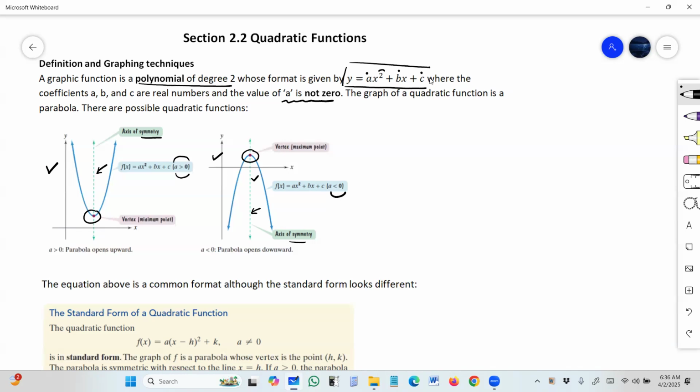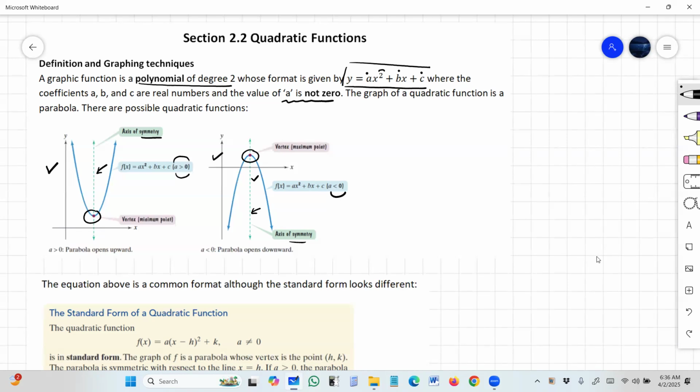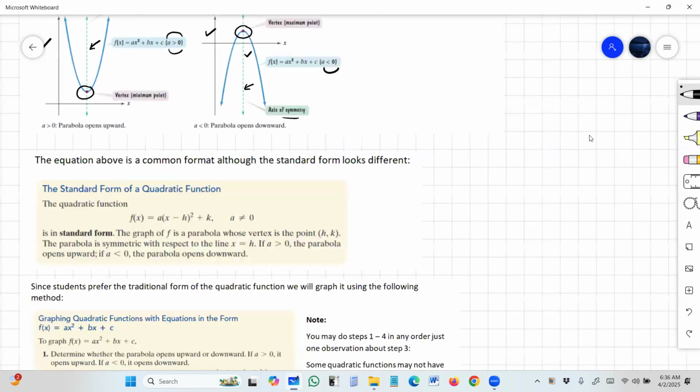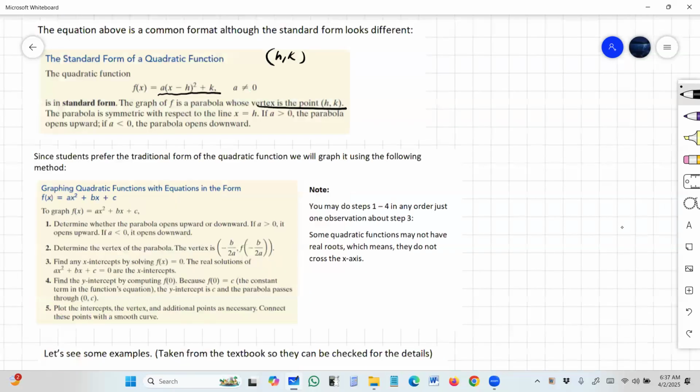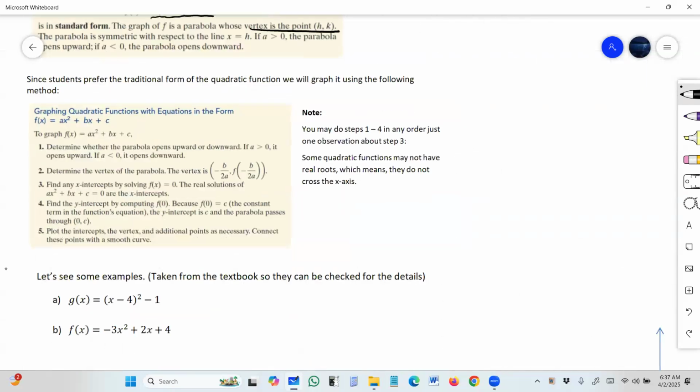So either one of the two possibilities, opening up or down, but the standard form of the parabola is different from the traditional form. The standard form looks like this: a times parentheses x minus h squared plus k. And this is useful if the function is already in this format, because the vertex will be located at (h, k). Okay, but we don't have to work with this. I realize that students probably prefer the traditional form, so we're going to be graphing parabolas using the traditional format of the equation.